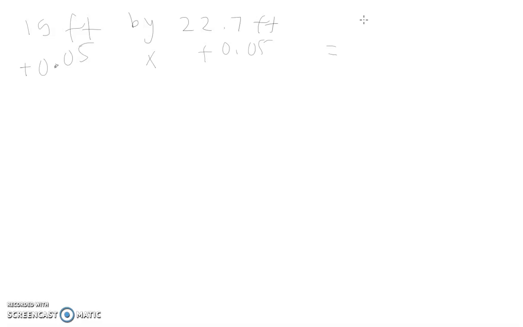to give you 15.05 times 22.75, which will give you around 342.4. We'll round it to one decimal place. Same thing. This is the maximum right here. So we're going to do minimum.